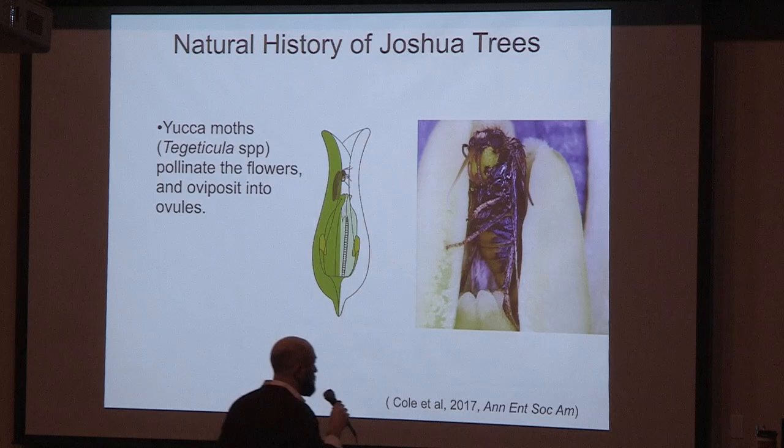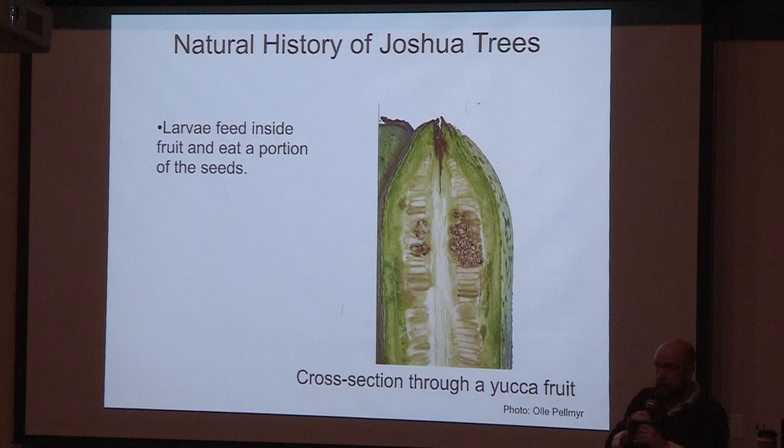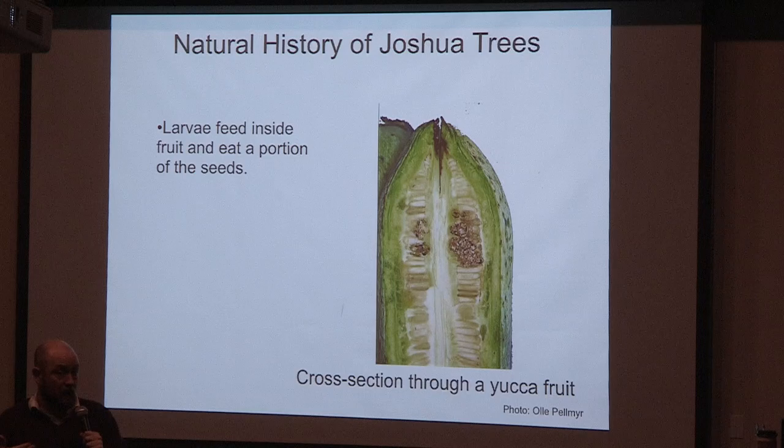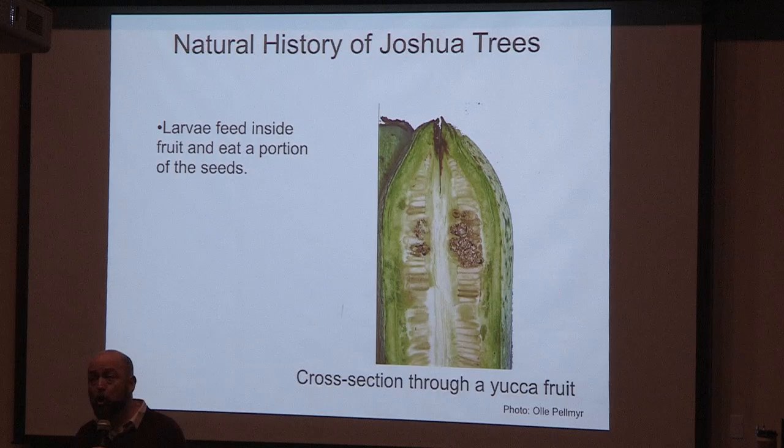and as the flower starts to develop into a fruit, here's a cross-section through a fruit, each one of these little white things, that's a seed. Her caterpillars are going to eat the seeds. In fact, the only thing that her caterpillars can eat are Joshua tree seeds. And remember, there are no other pollinators out there. So if she doesn't do the work of pollinating, no food for baby. Does that make sense?